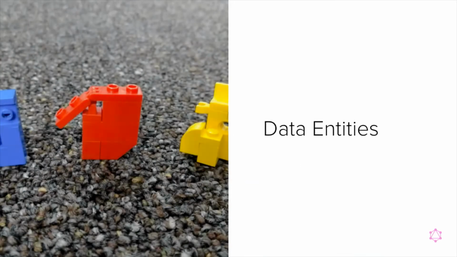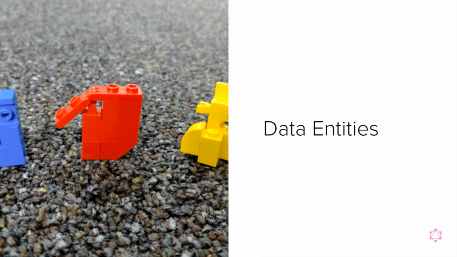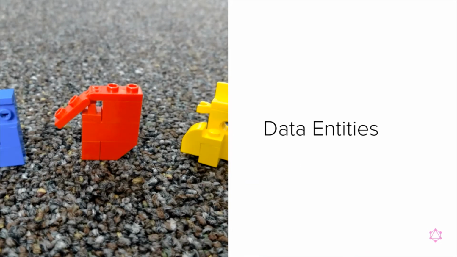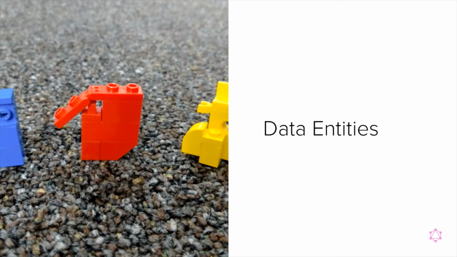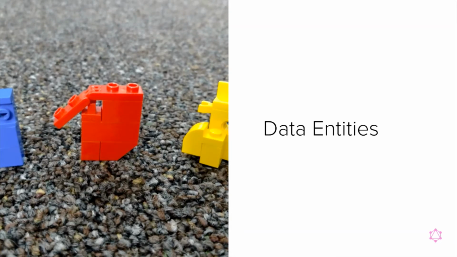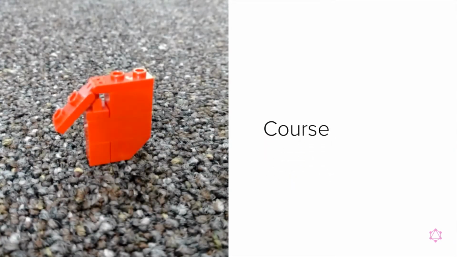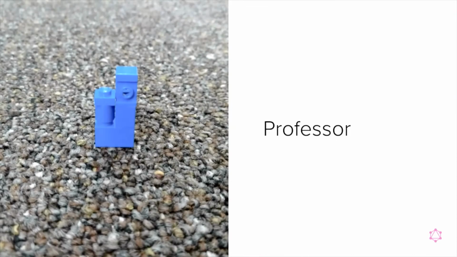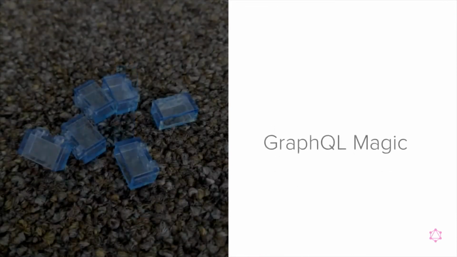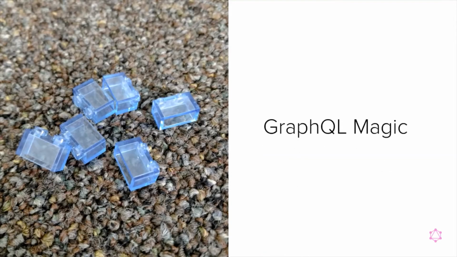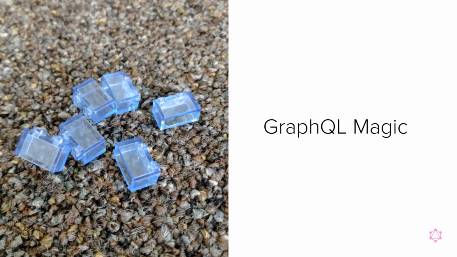We also have some data entities, which in this case are individual rows from tables in our database. Each of them has their own attributes, some of which the client will want to display to the user. We have an individual student, a course that student is taking, and the professor that is teaching that course. Last of all, we have some magic bricks made of GraphQL goodness.